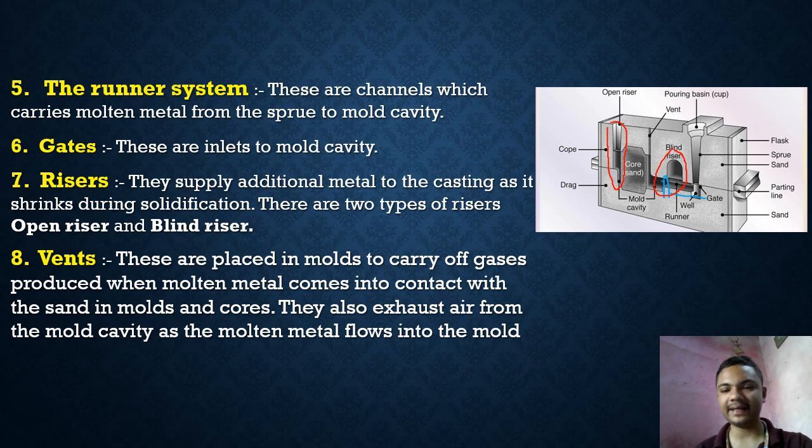Risers carry excess metal to compensate for the shrinkage of the metal. The open riser is subjected to the surrounding environment, and the blind riser is not. Next component is the vent. During the interaction of the hot metal and the sand in the mold, some gases evolve. To provide a passage for those gases, we use a component called a vent.